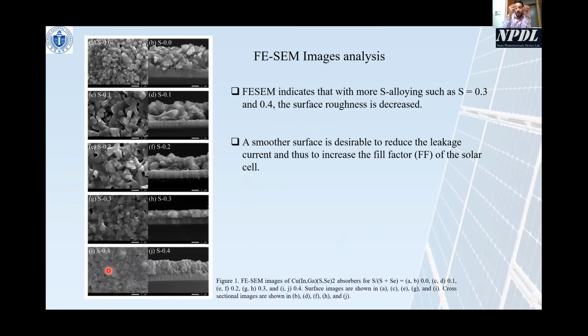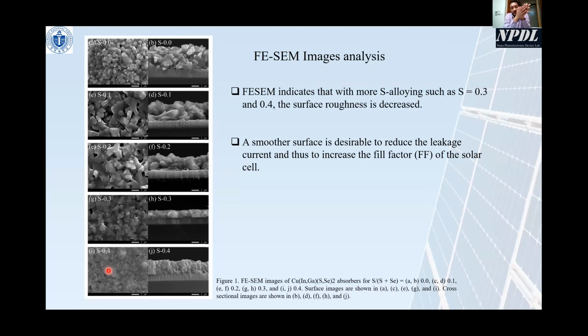So if there are many small grains, that means many grain boundaries. Many grain boundaries mean many trap levels as electrons pass through the grain boundary region. If electrons pass that region, they can be trapped between the valence band and conduction band and cannot reach the valence band. That's why there is some defect level.